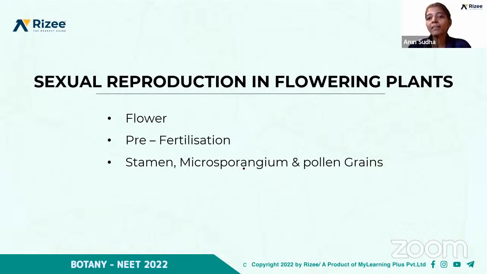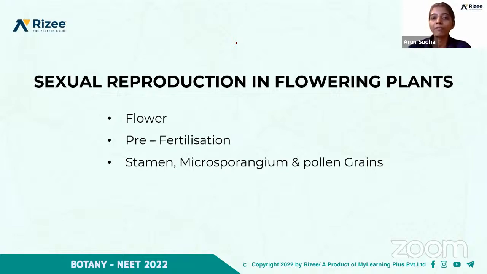Sexual reproduction in flowering plants, right? So already we saw in detail about the flowering plants. So what are flowering plants? That is the angiosperms. We studied even in 11th standard about the different types of plants like algae, bryophytes, pteridophytes, gymnosperms and angiosperms, right? And also we saw everything about the angiosperms, about the structure of the flower. So today we'll see in brief about the structure of the flower and about the pre-fertilization.